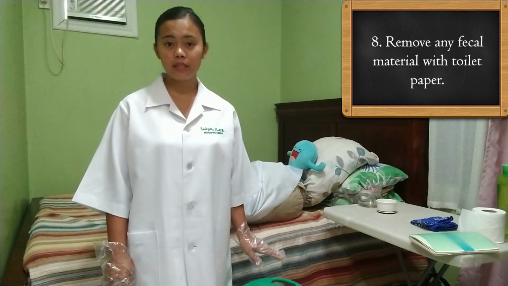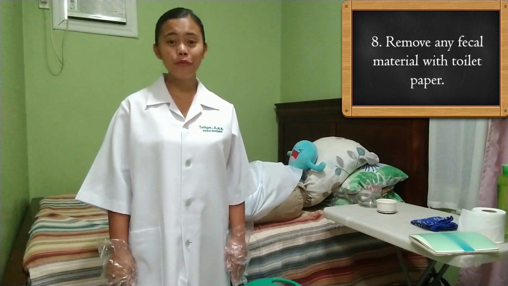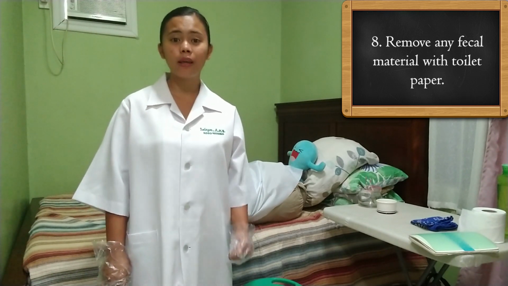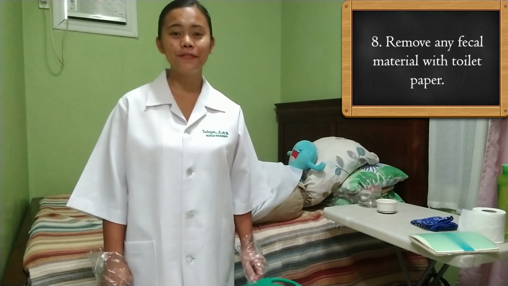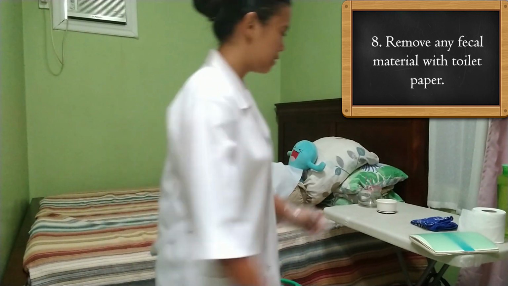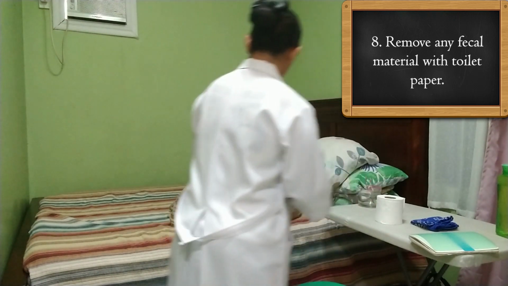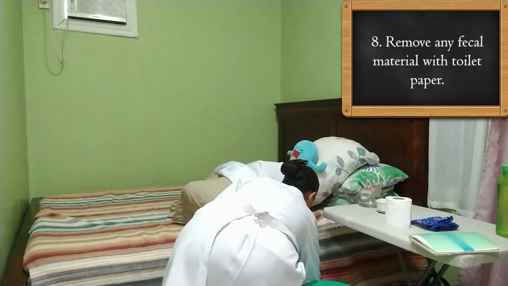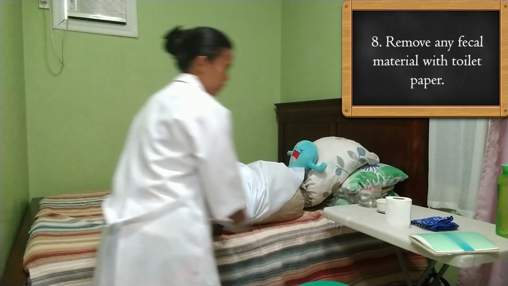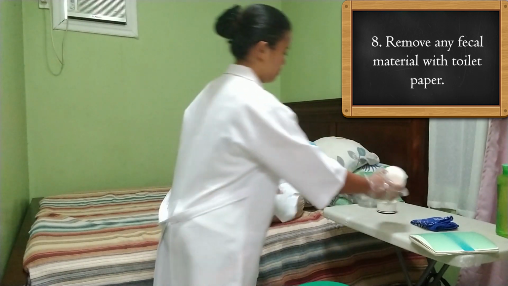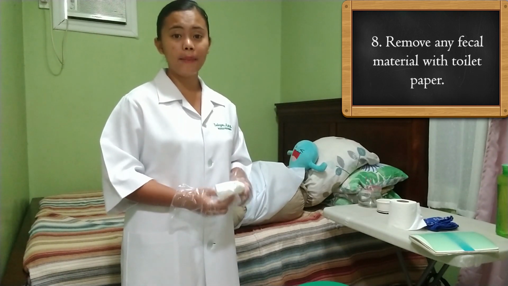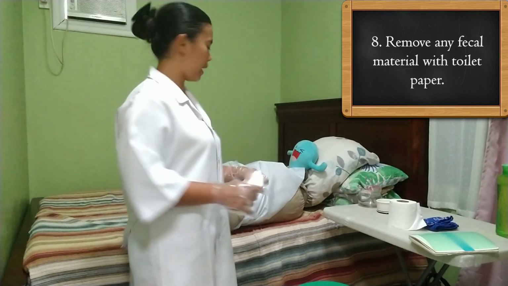After the draping process, the next thing to do is to remove any fecal material using the toilet paper. Removal of the fecal material will prevent the fecal contamination of the perineum area, which can cause bladder, vaginal, and incisional infection. In the removal of fecal material, we have to remember to wipe it from front to back in order to avoid contamination.